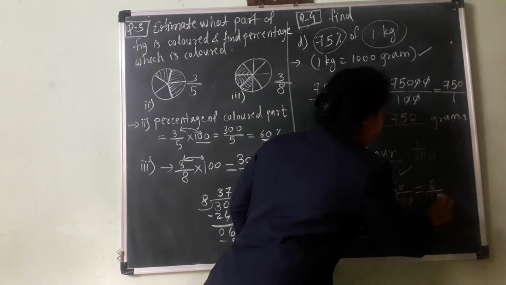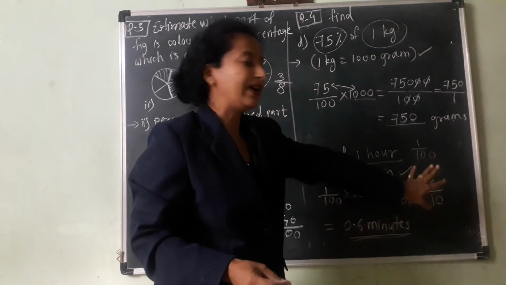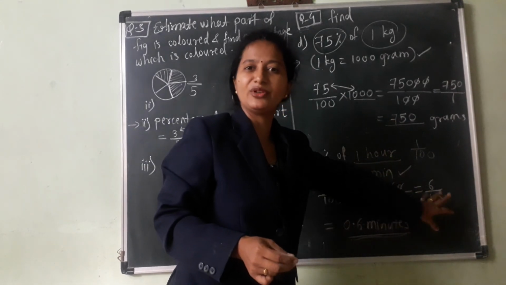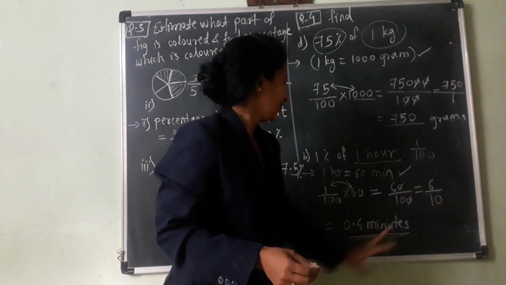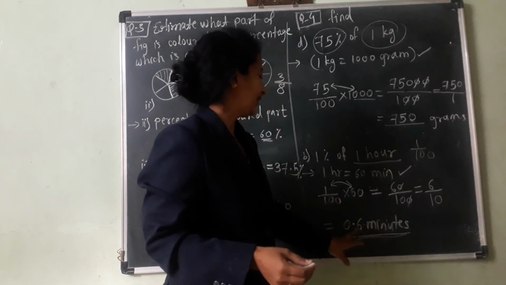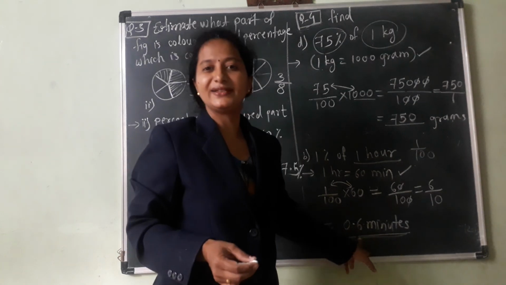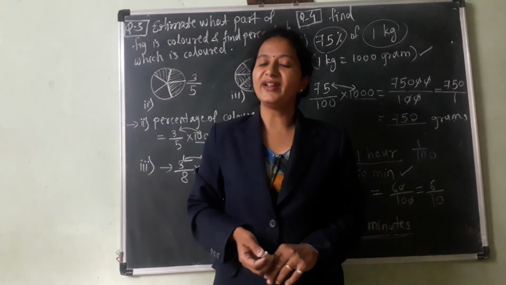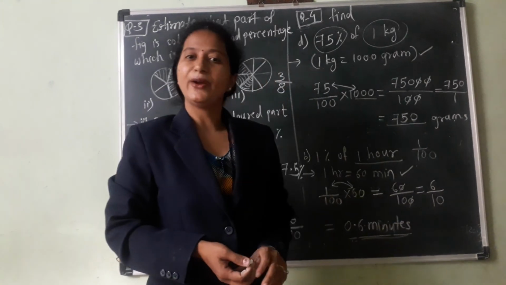6 upon 10. Now when we divide 6 by 10, obviously this is a decimal fraction because the denominator is 10. So simple, the answer is 0.6, or you can divide 6 by 10 and you will get 0.6 as the answer. That is what? Minutes. Means 1% of 1 hour means 0.6 minutes.